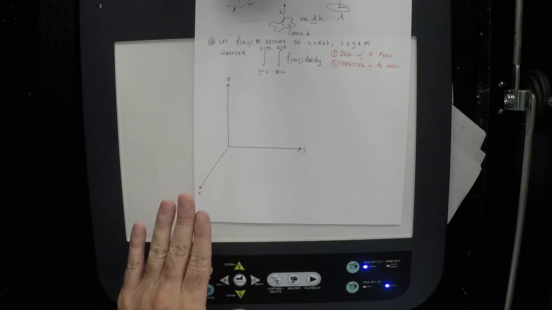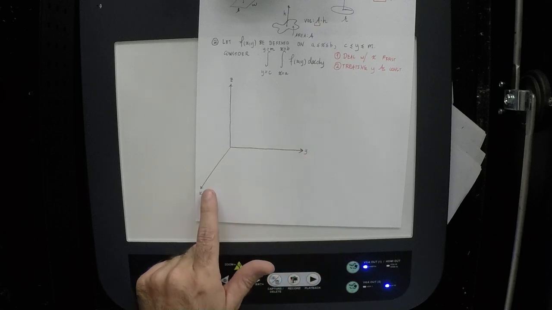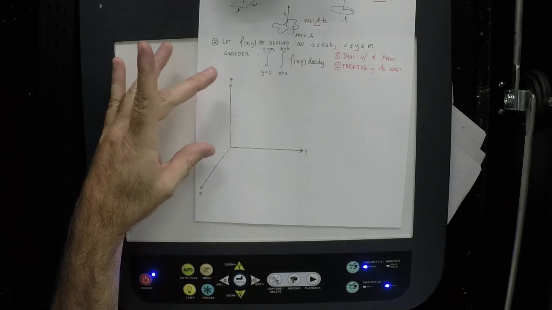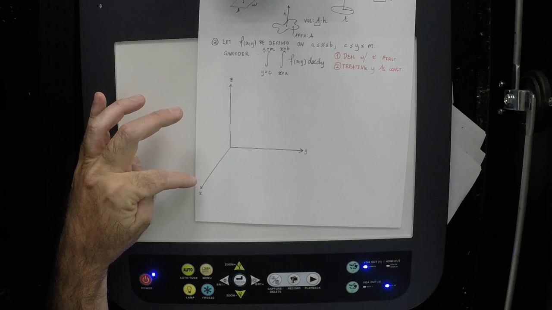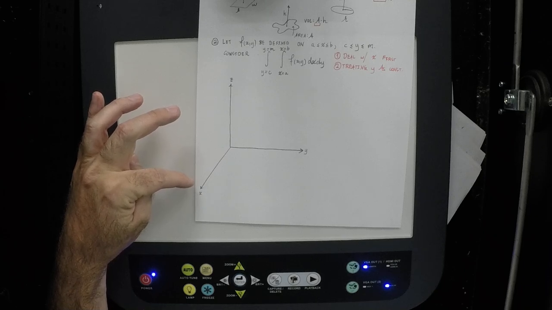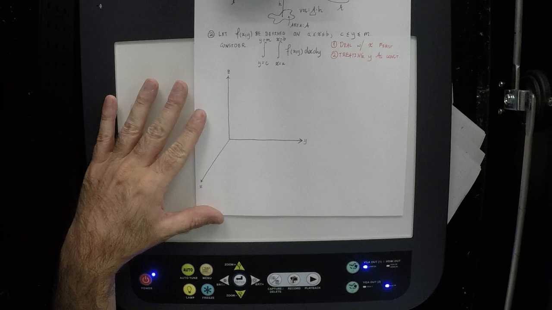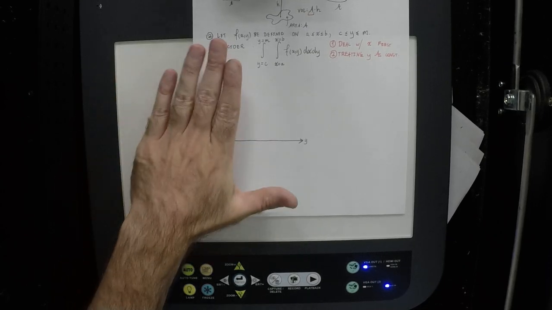Alternatively, I could ask, if this one were z, which one would be x? So in this picture, we're saying this one is z. Why must it be the case that this one is x? Okay, it comes down to, in the end, a convention.